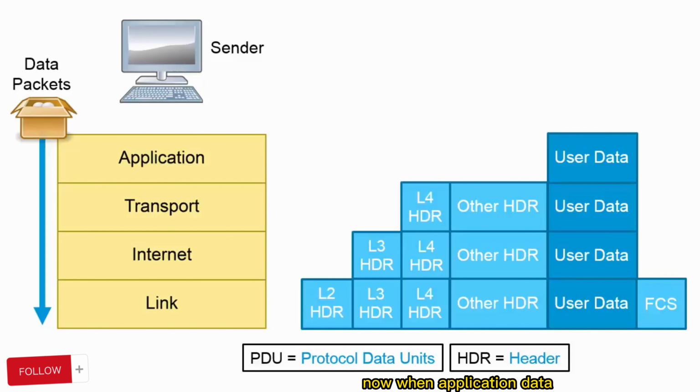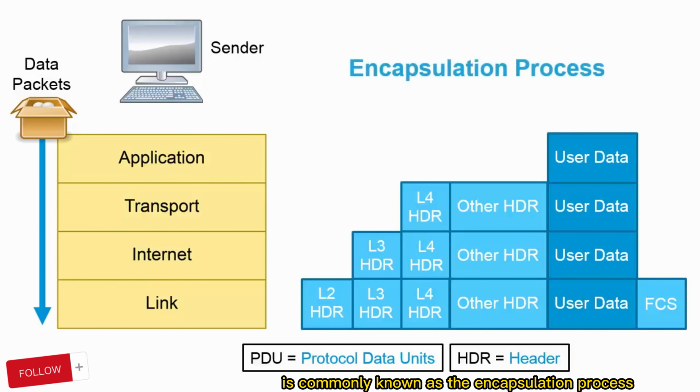Now, when application data is passed down the protocol stack, various protocols add information to the PDU. This process is commonly known as the encapsulation process. Each layer adds a header and a possible trailer to the data before passing it down to the lower layer. The headers and trailers contain control information for the network devices and the receiver. The information makes sure that the data is properly delivered and that the receiver can correctly interpret the data.